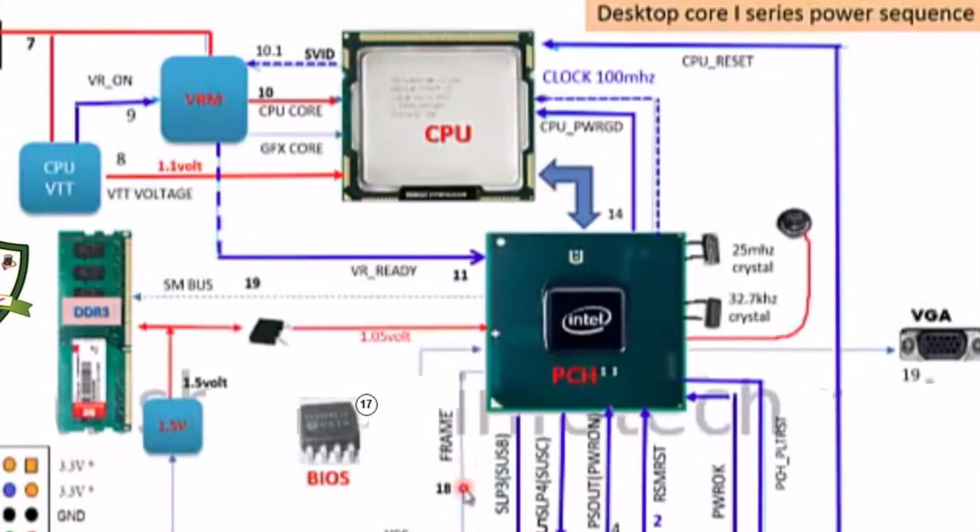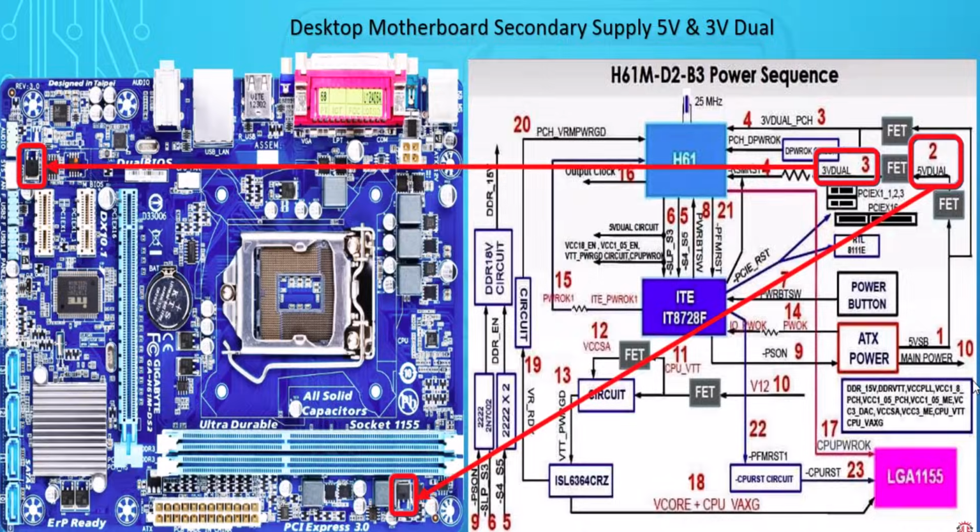Welcome to this technical overview of desktop motherboard architecture. Today, we are analyzing the secondary power supply circuits on the Gigabyte H61M motherboard, specifically focusing on the 5V and 3V dual rails. To understand this board, we must look at the relationship between the physical components and the power sequence. On the screen, you can see the physical motherboard on the left, and its corresponding power sequence block diagram on the right.